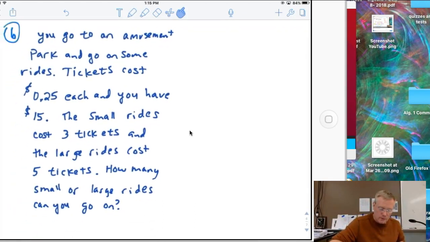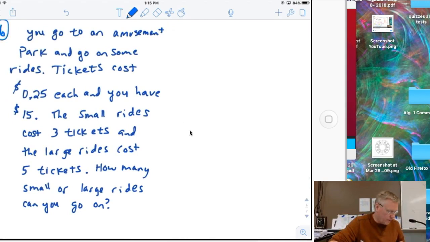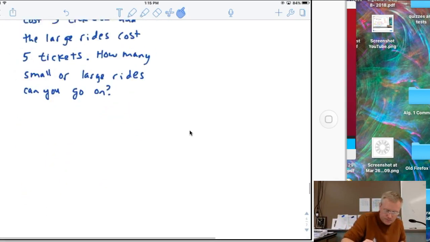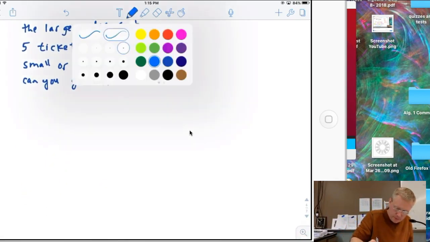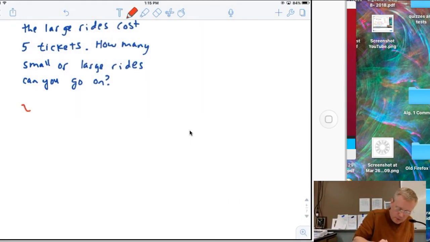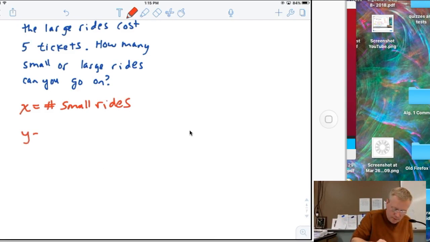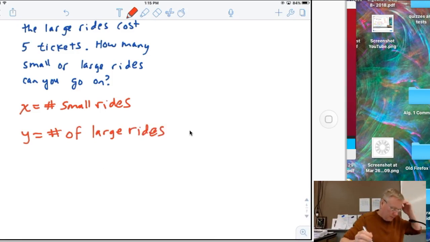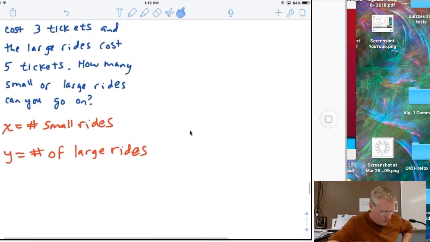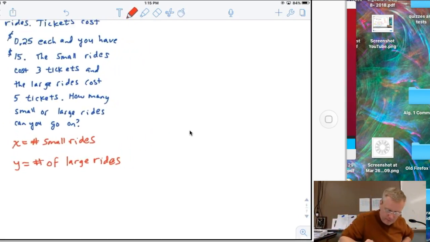All right, so I'm going to go over here. I'm going to start with this. I'm going to label my variables. I'm going to have x and I'm going to have y. If I make x the number of small rides I can go on, and I'll make y the number of large rides that I can go on. All right, so before we get too much farther, they're in tickets and then there's dollars. So I got $15. Let's talk about the cost for a minute.